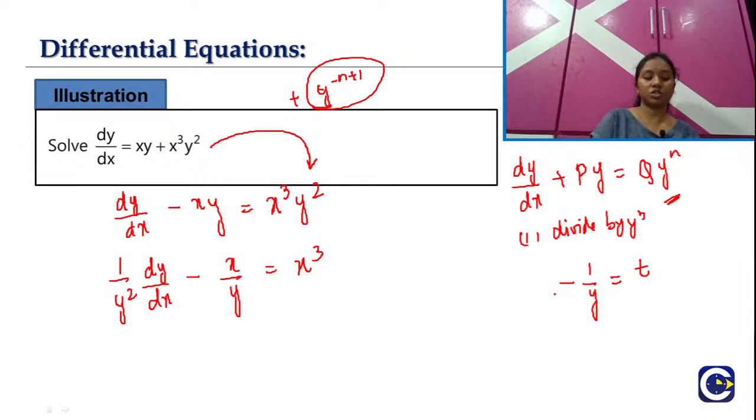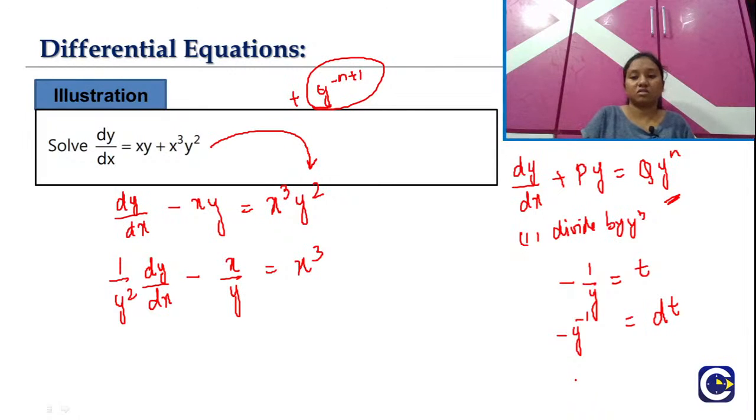This will be our substitution. So let's just differentiate minus 1 by y. So this will be dt here. Minus 1 by y, so it will be plus 1. You can do that and let me know, and substitute it. Finally, give me the integrating factor, guys.